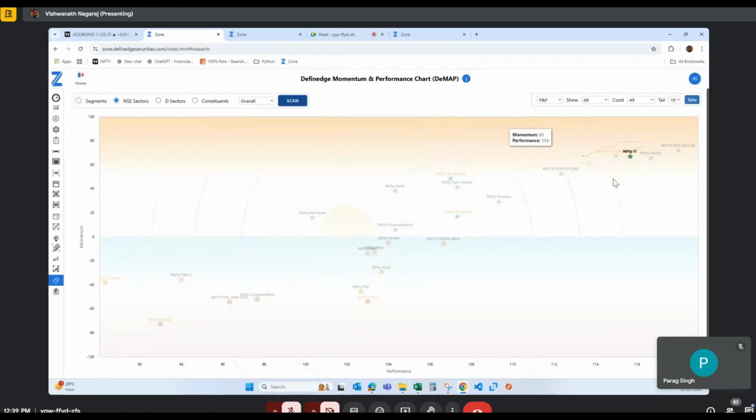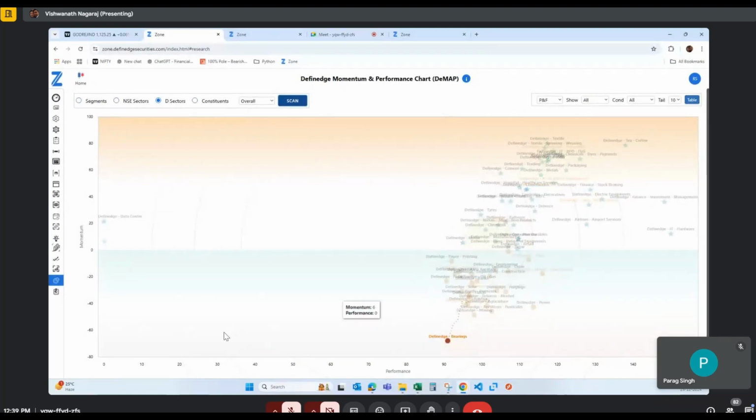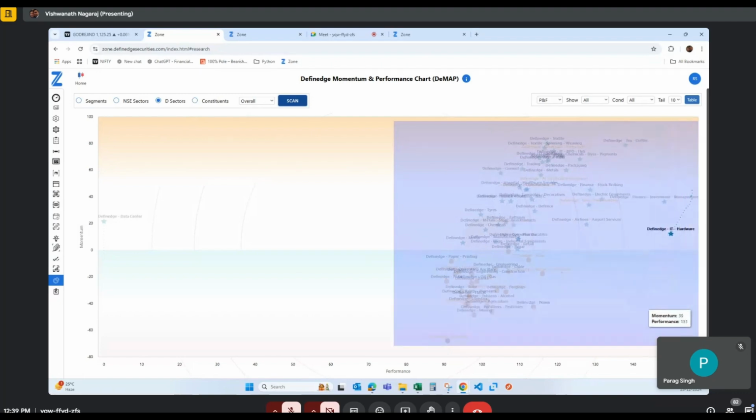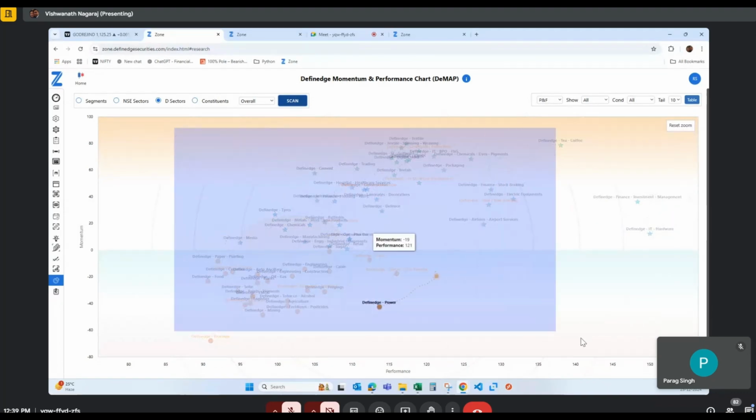I want to see bullish sectors, right? But these are very little. Definer just made my job easier. Now they have categorized a lot of stocks into a lot of sectors, which gives me more information. Now I got a lot. I can't see this, so I'll just zoom in a little.